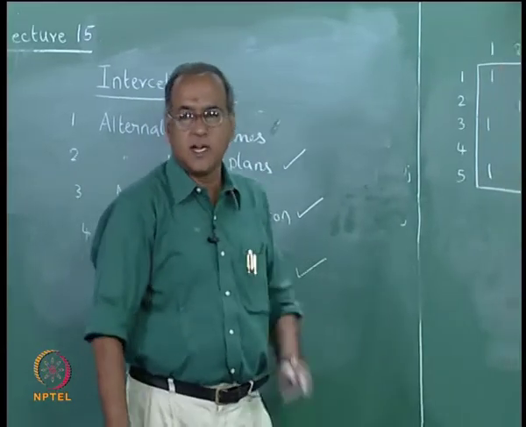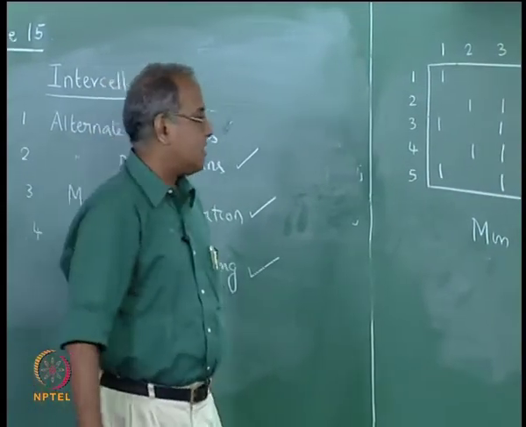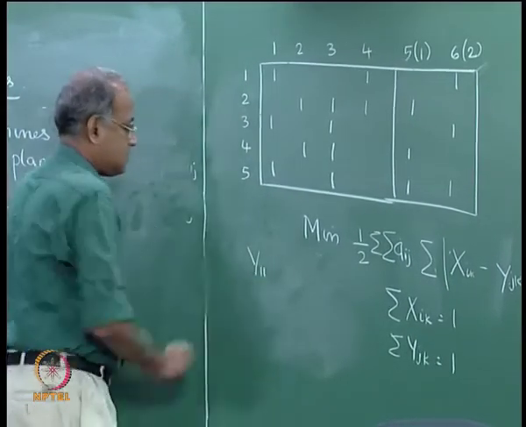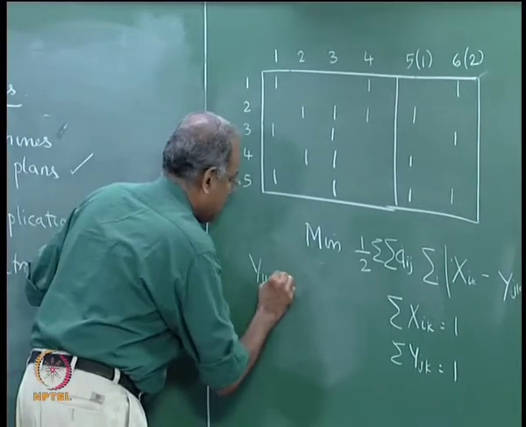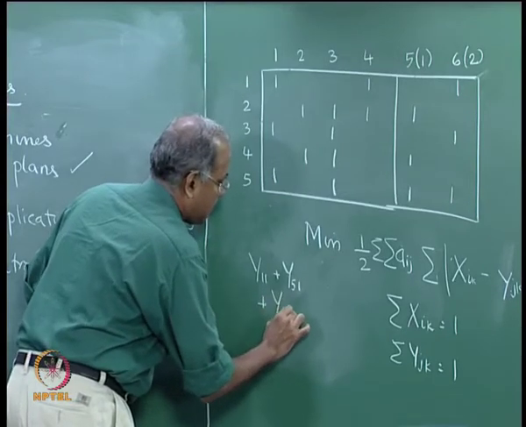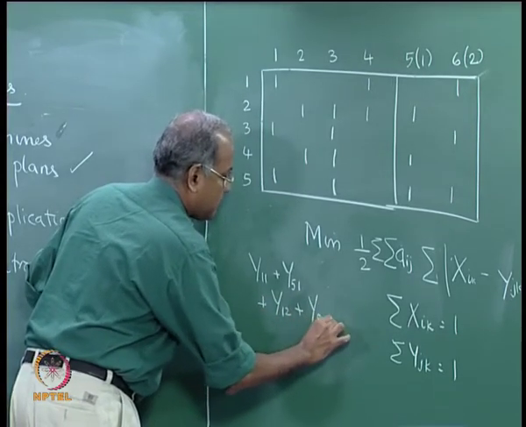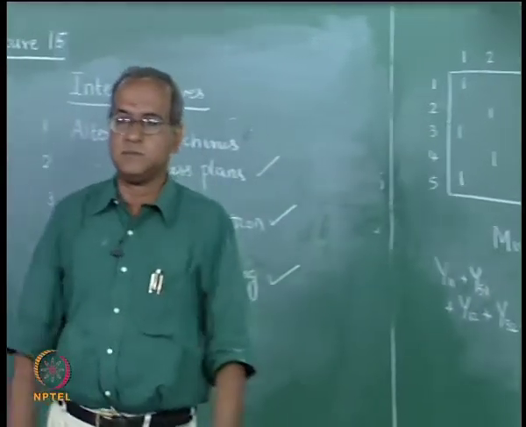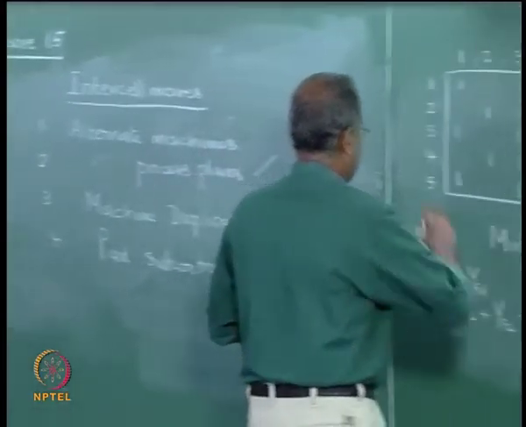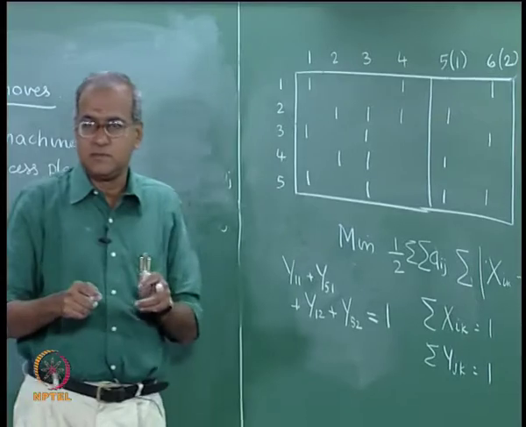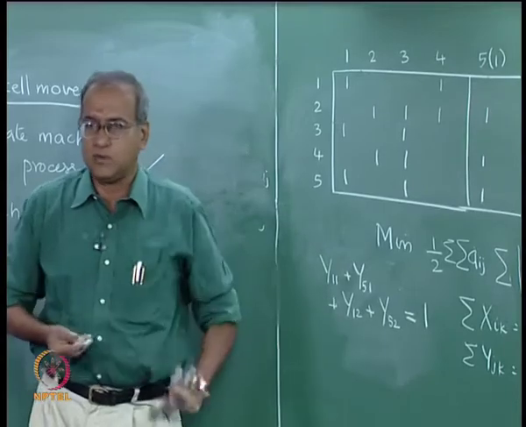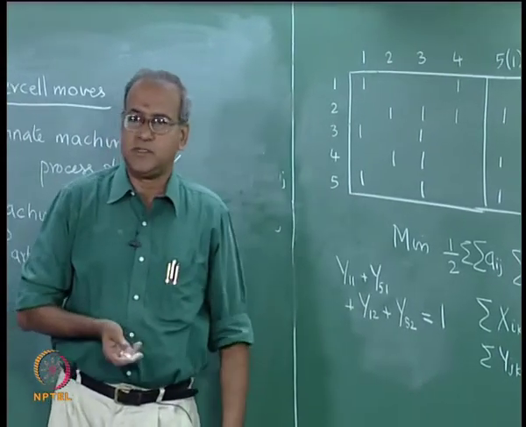So, we will now say if there are 2 groups, y11 plus y51 plus y12 plus y52 is equal to 1, which means either 1 is chosen or 5 is chosen, and whatever is chosen will either go to cell 1 or cell 2 depending on where it optimizes.